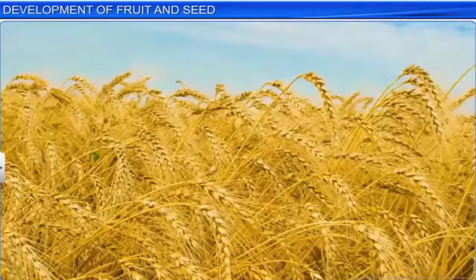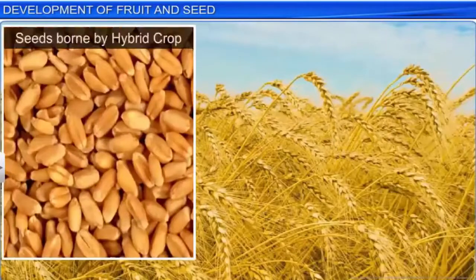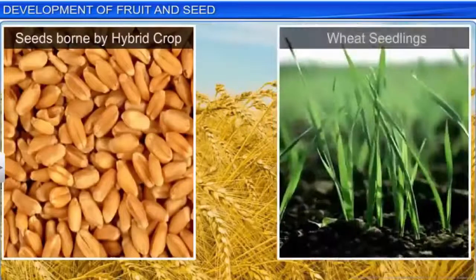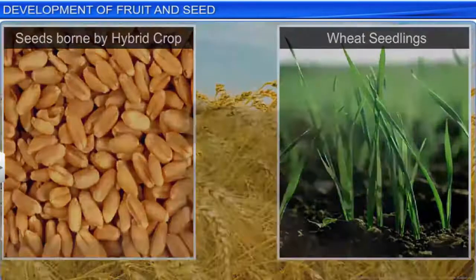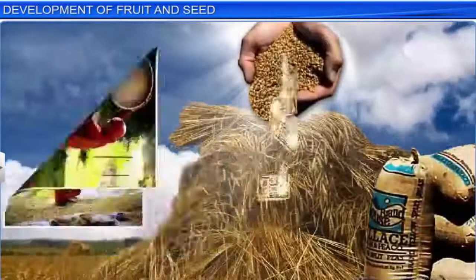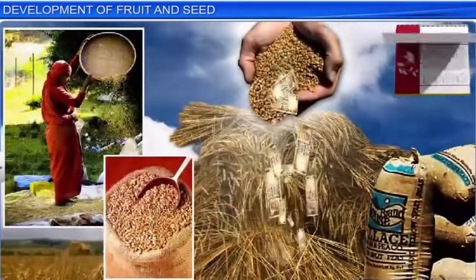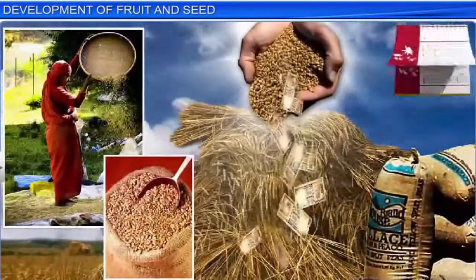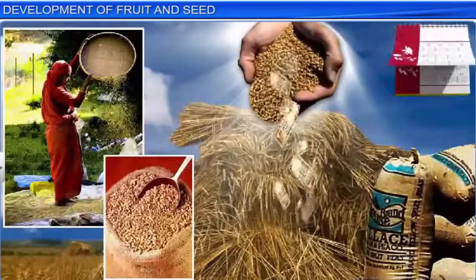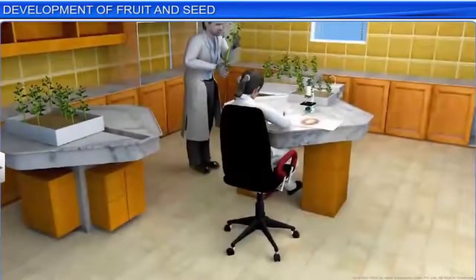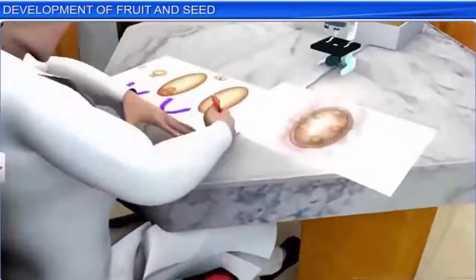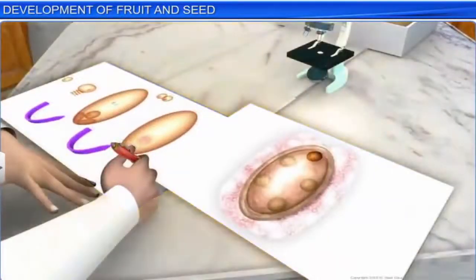However, when seeds borne by hybrid crops are sown, the seedlings do not exhibit the hybrid characters due to the segregation of characters. This forces farmers to purchase new hybrid seeds year after year, which is an expensive affair. To address this problem, botanists are trying to understand the genetics of apomixis and transfer apomictic genes into hybrid plants.